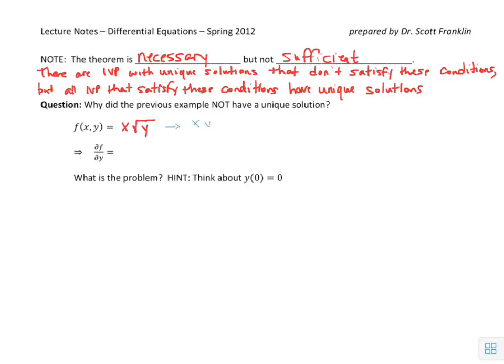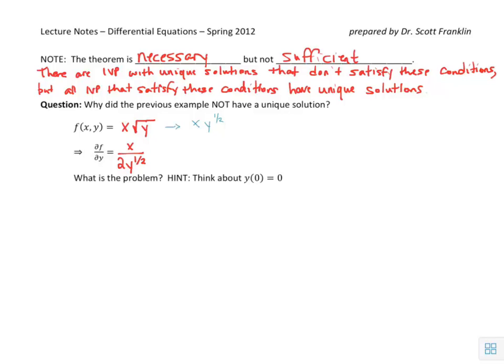So why did the previous example not have a unique solution? The example was y prime equals x times y to the 1/2. Well, think of the partial of f with respect to y. The partial of f with respect to y would be x over 2 y to the 1/2: treating x as a constant, bring the 1/2 out front, drop that power by 1, and you end up with this function right here. But what's the problem with that?